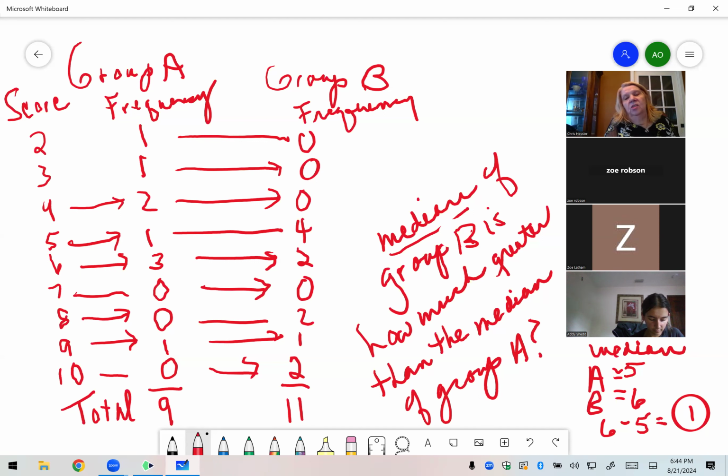So I can't see the Zoe's, but Addie's still a little bit working, so we'll give you a second. Okay. Addie, did you get one? Yes. Okay, Zoe Robson, did you get one? Yeah. And Zoe Latham? Yeah. Okay, good.